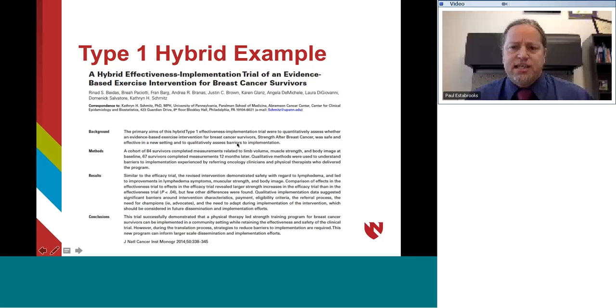to implementation. And so if they had stopped right at that, it would be a typical effectiveness trial where we have good efficacy data. Now we're going to take this into a typical practice and test it out.